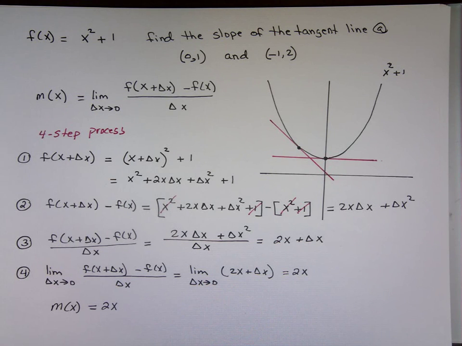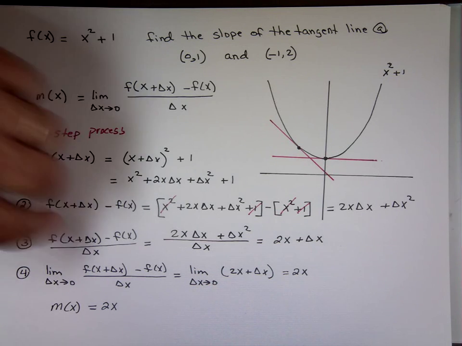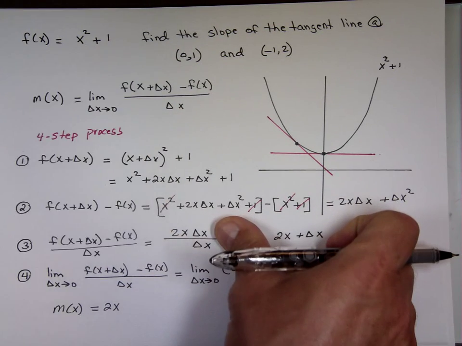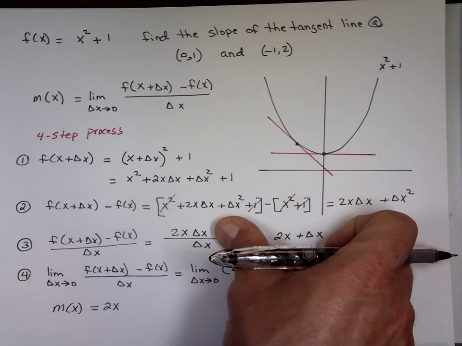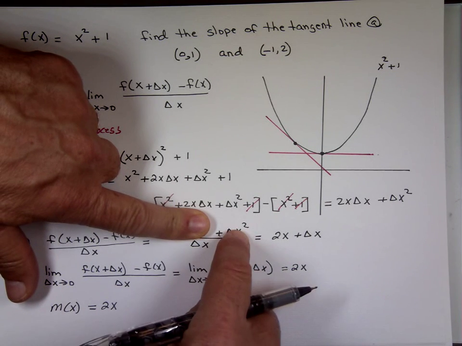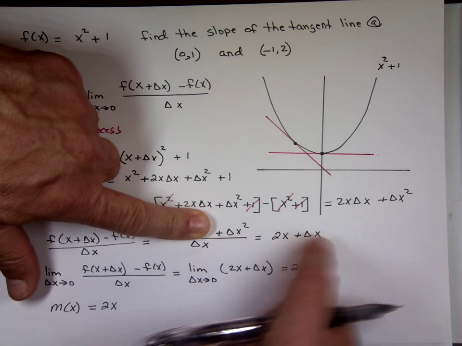Yes? I have a question on step 3. Can you explain how you got only 2x plus delta x? Because you have to divide each one of them by delta x. If you look at the 2x delta x piece, you can cancel the delta x, right? Right. Then you divide delta x squared by delta x. There's 2 of them here and only 1 here, so you still have delta x there. Thank you. You're welcome.